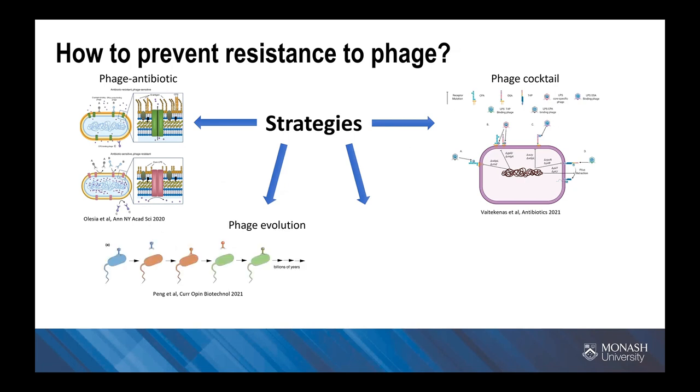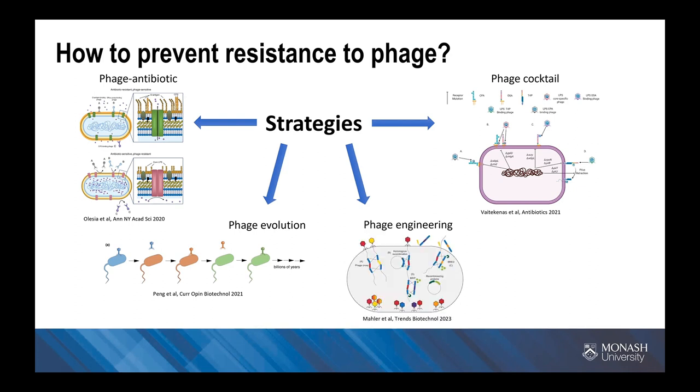There are other strategies as well, which I will just briefly introduce today. Phage evolution involves the arms race between bacteria and phages. So in this case, the phage can evolve mechanisms to overcome the bacterial defenses. Another one is the phage engineering strategy that involves the deliberate modification of phages. But this approach requires prior knowledge to guide these modifications.